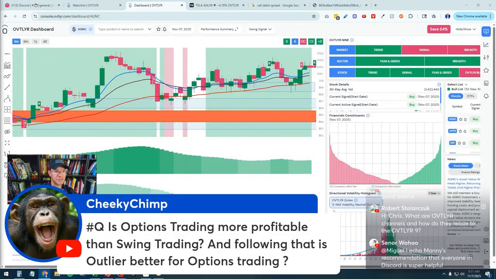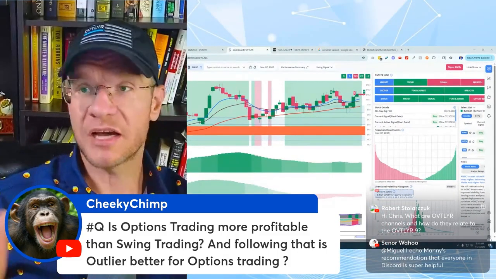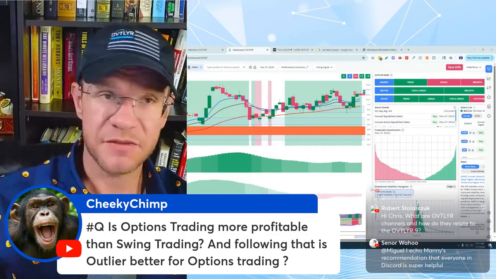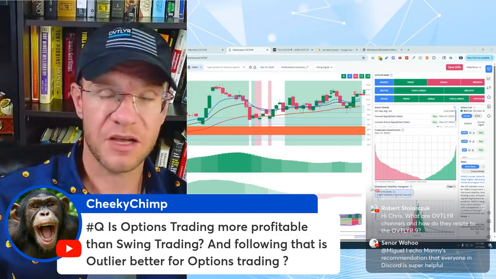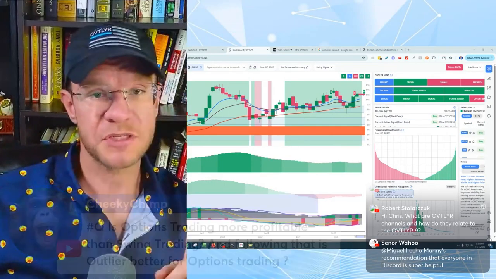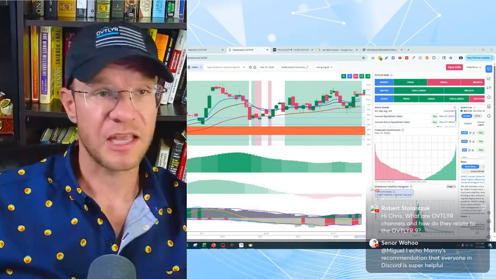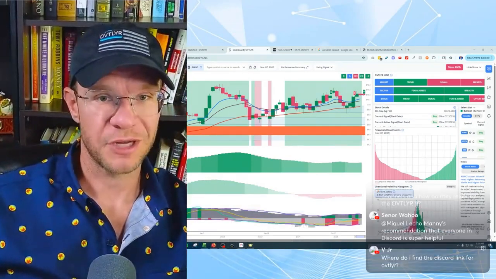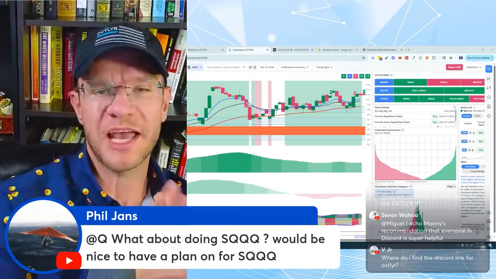So to answer the question, is options trading more profitable than swing trading? You can swing trade stock or options, and both of them are going to be great. Is following Outlier better for options trading? Outlier is built on stock, and what's great about stock is that many stocks, not all of them, have options, so you can then take those buy and sell signals, go into the options market, and trade that with leverage and get even bigger returns. Pretty cool, right?